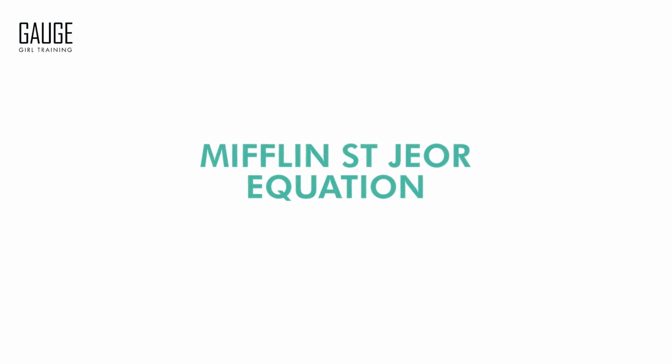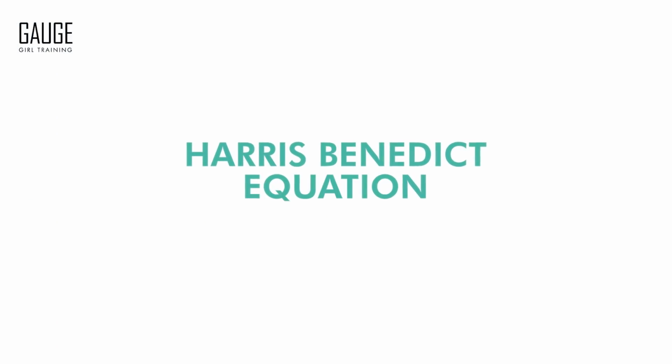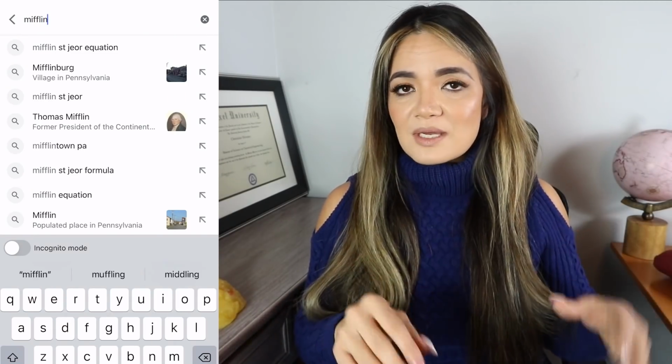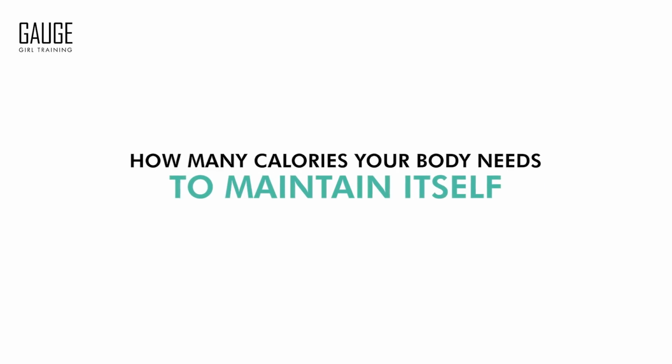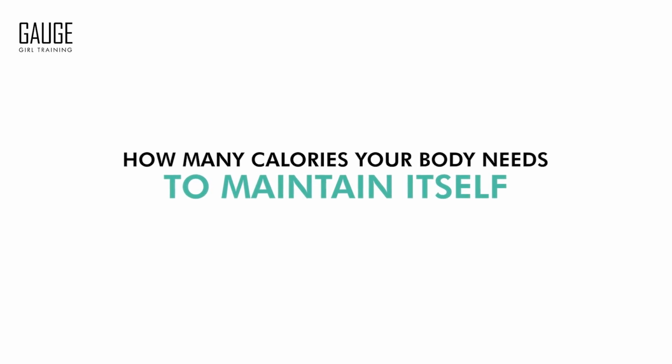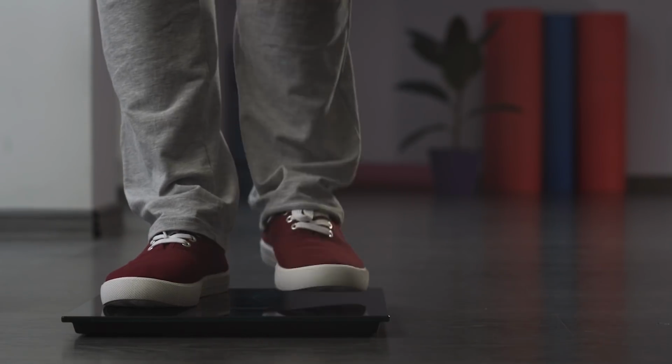You can go to a website, you can Google BMR calculator. I either use the Mifflin-St. Jeor equation or the Harris-Benedict equation. Either is fine. I tend to use the Mifflin-St. Jeor, but find a website, plug in your age, height, and weight. It'll give you a number, and that number is how many calories your body needs to maintain itself at rest in a 24-hour period at your current weight.